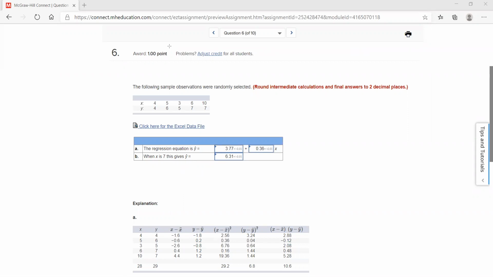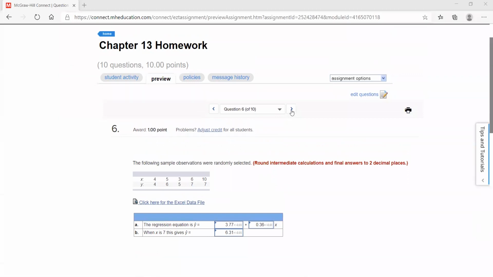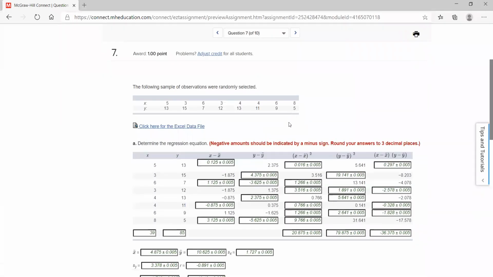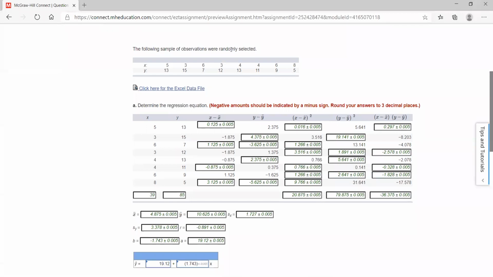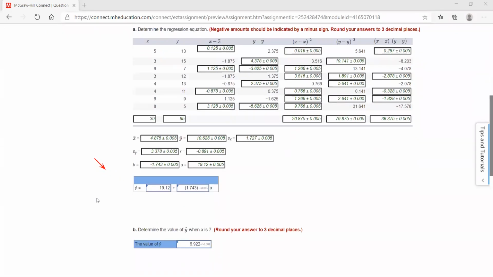All right, so this is number 6. Let's check out number 7. Again, you're doing a lot of practice. Here's your big table. You notice your columns, the same we've been doing. You got to fill in all these pieces. You've got to get your x bar, y bar. You got to get your standard deviation of x and y. There's your correlation coefficient. Here is your slope. And then, of course, there's going to be your y-intercept. And then you can see how they plug it into that equation.